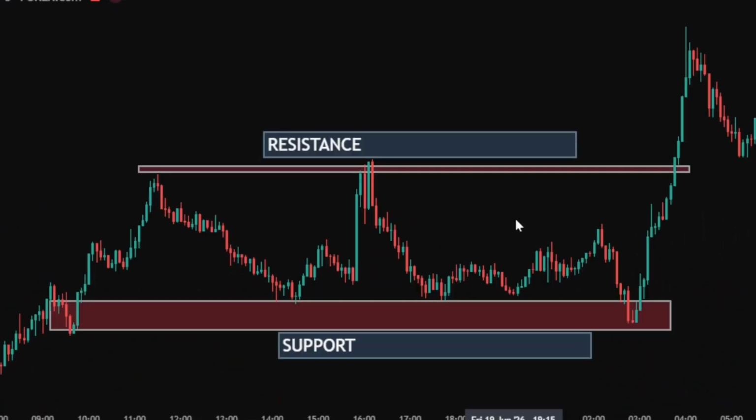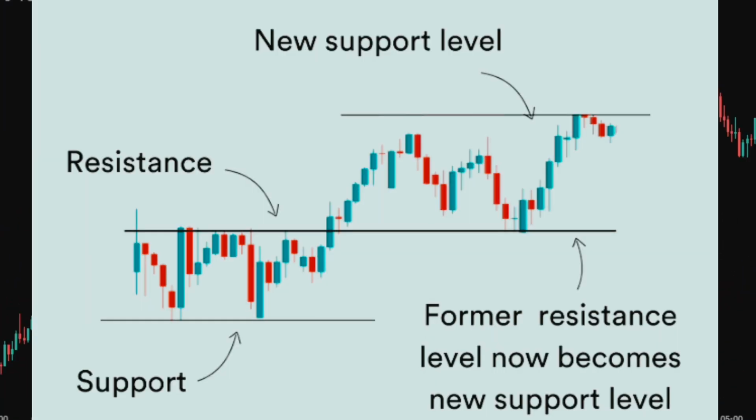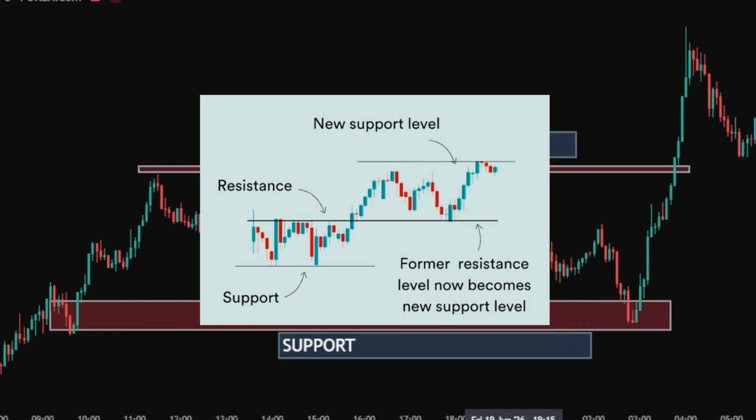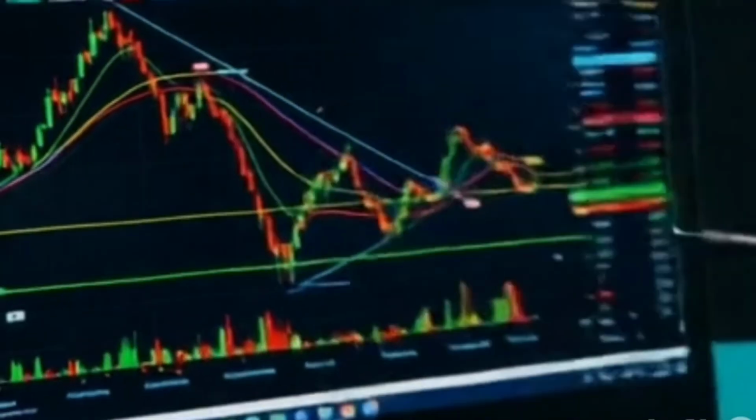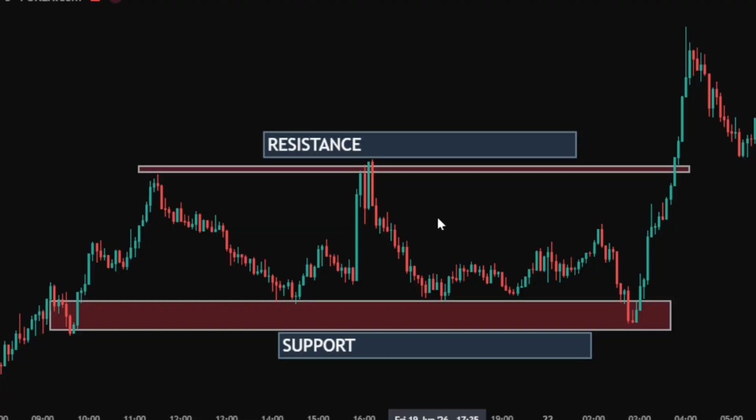When we are talking about support and resistance, we are talking about a tool which is important to every trader. Almost every trader uses it. The drawing you are seeing on my screen is an old way of drawing support and resistance. So I'm going to show you a new way of drawing support and resistance to help you in your trading.